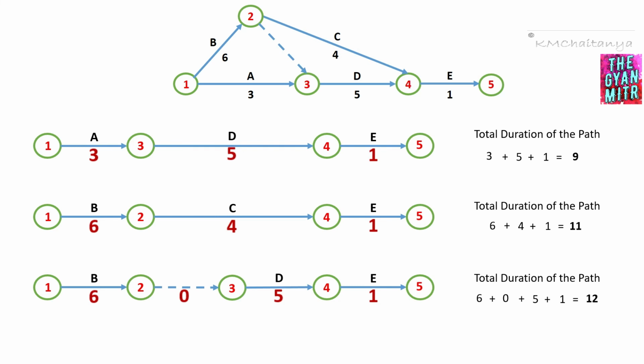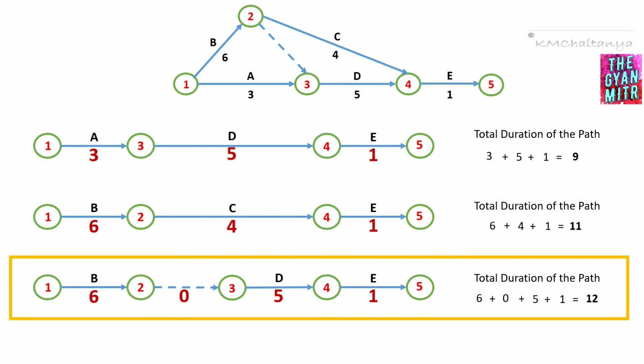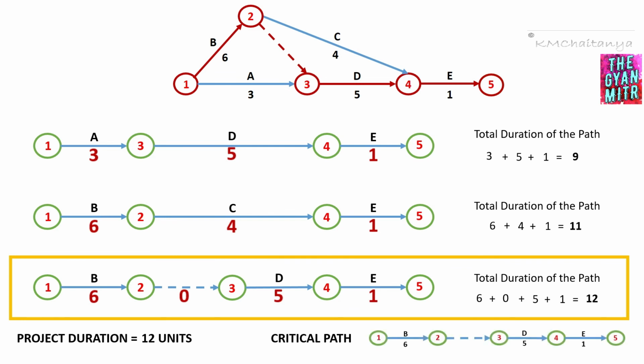So now in order to determine the total duration of the project, it would be the path which is going to have the maximum duration. So that would be 12 units for path number 3. So the total duration of the project would be 12 units, and the path corresponding to the maximum duration would be the critical path, which would be the path connecting event 1, 2, 3, 4 and 5, which has activity B, a dummy activity, activity D and activity E. So in this way we can determine the total duration of the project as well as the critical path.